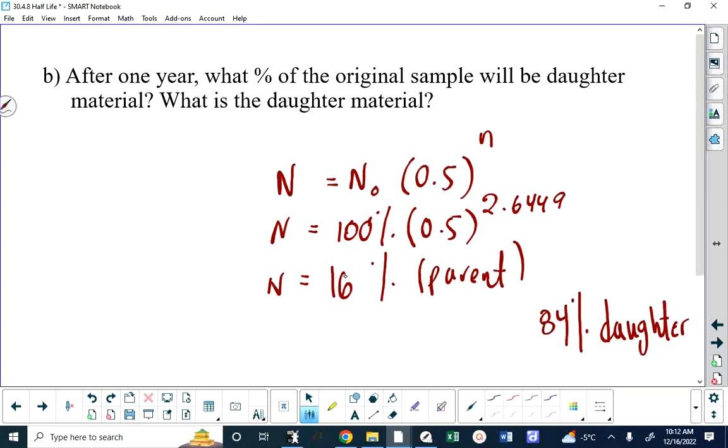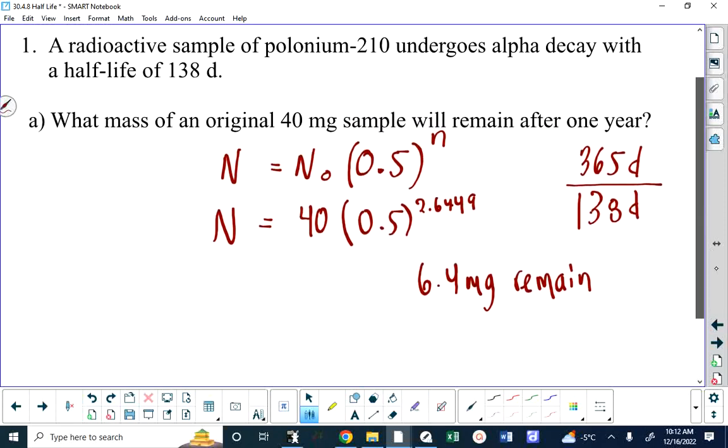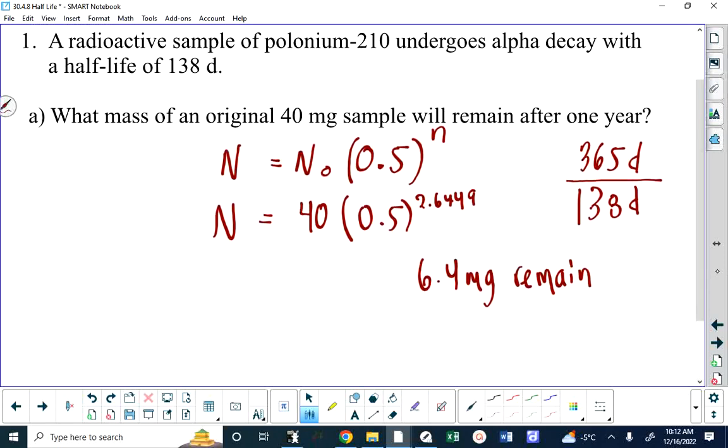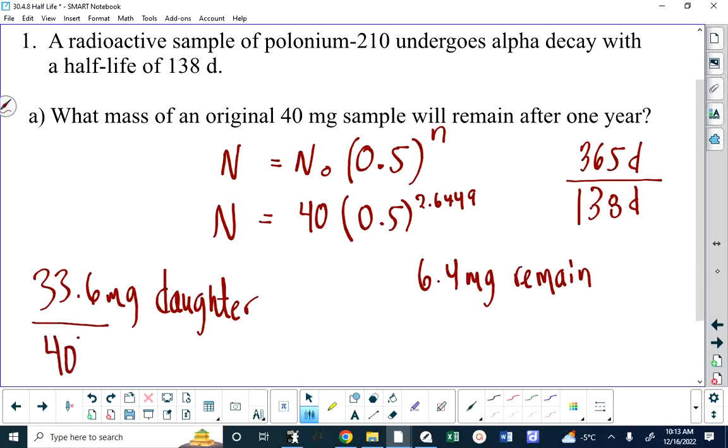84%. I mean, you could certainly have done it this way. You could have said, well, out of 40, we had this much parent. We have a problem in thinking of mass, though, but that's okay. If I take 40 milligrams minus 6.4 milligrams, I get 33.6 milligrams of daughter. It doesn't quite work that way because mass is not conserved during these things, and there's alpha particles coming out as well that carry mass. But if I divide that by 40 milligrams and multiply by 100, I should get that 84%.